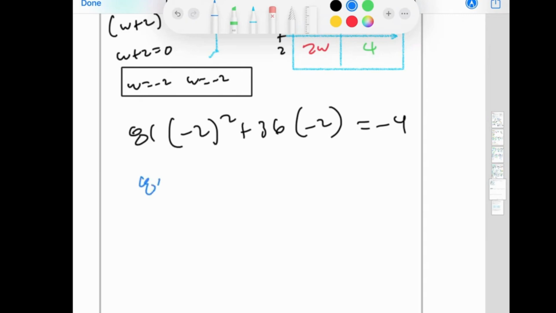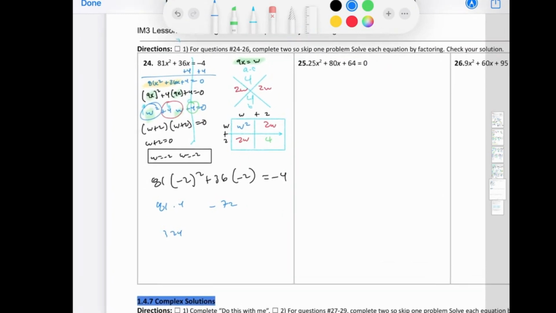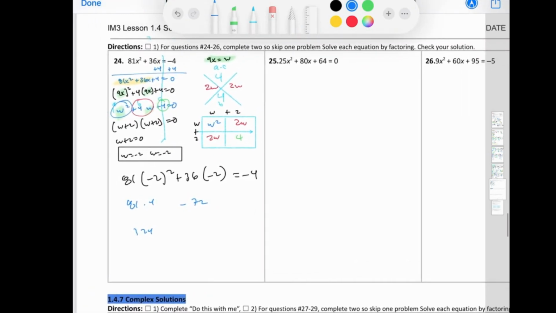That gives me 81 times 4, which is 324. This will become minus 72. That does not sound right. Do you see why it doesn't make sense when I check my answer? Watch this. 324 minus 72. And I know why. 252.